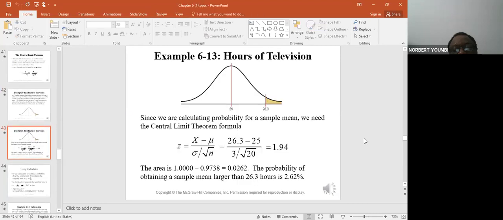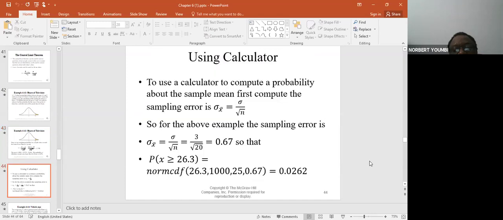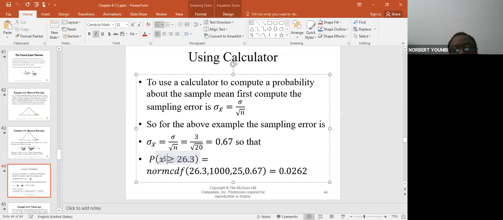The next thing to do is to find the standard error, which is the standard deviation divided by the square root of n. That is 3 over the square root of 20. And then we proceed the same as we were doing before. So the standard error here will be 3 over the square root of 20, which is the standard deviation of the distribution divided by the square root of the sample size. And we here want to find the probability that the sample mean is greater than 26.3.